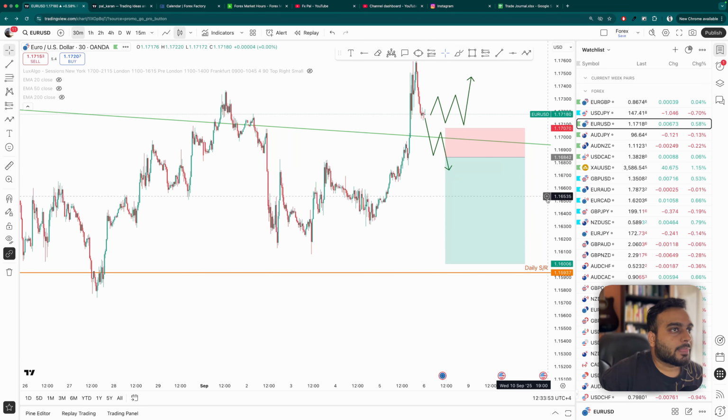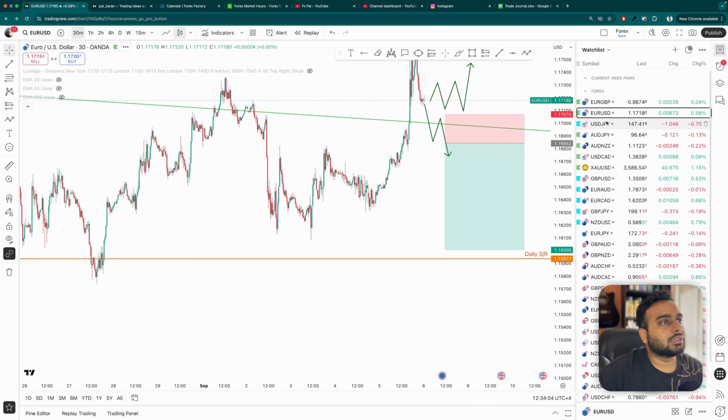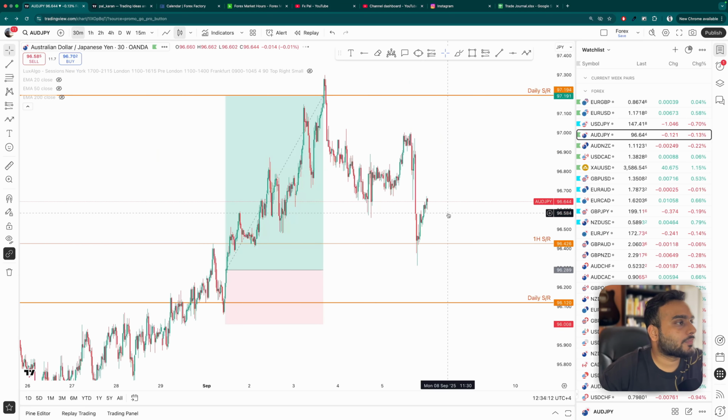Yeah. So I think Euro USD this trade is much better, and I'll move this up. This is a green trade. Now USD JPY we have done. Let's look at AUD JPY.